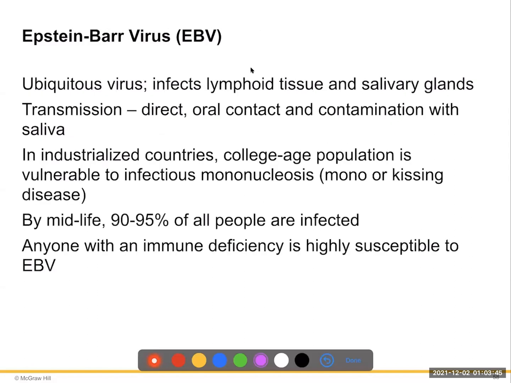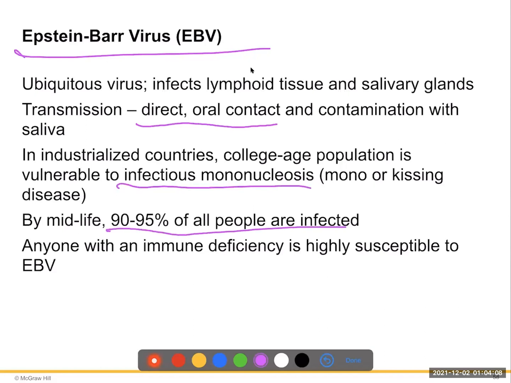The Epstein-Barr virus, okay, is a ubiquitous virus that infects lymphoid tissue and your salivary glands. It spreads by direct oral contact and contamination with saliva. So direct oral contact causes the kissing disease, mononucleosis. In industrial countries, the college population is vulnerable to infectious mononucleosis, which is your kissing disease. By midlife, 90 to 95% of all people are infected with the Epstein-Barr virus. Anyone with immune deficiency is highly susceptible to it. Most average, healthy people that are not immune deficient, it doesn't affect them. If you have immune deficiency, then it becomes a problem.